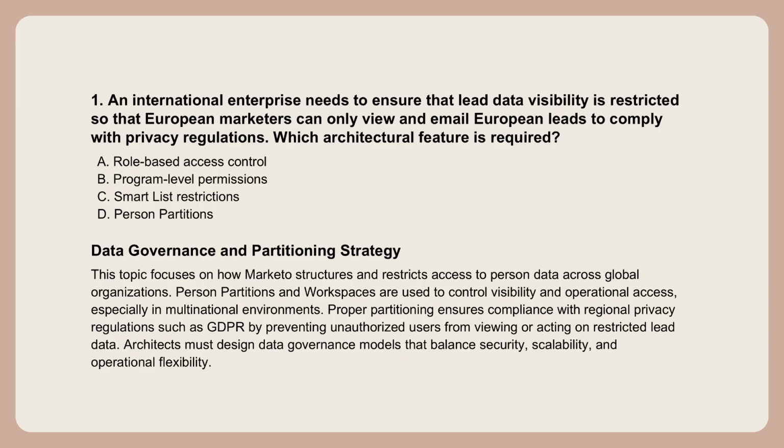Here is a scenario dealing with GDPR. Practice question 1. Okay. An international enterprise needs to ensure that lead data visibility is strictly restricted so that European marketers can exclusively view and email European leads. The architectural feature required here, according to the answer key, is person partitions. Right, and we need to be really clear about what a person partition actually is versus what a smart list or a role-based permission is.